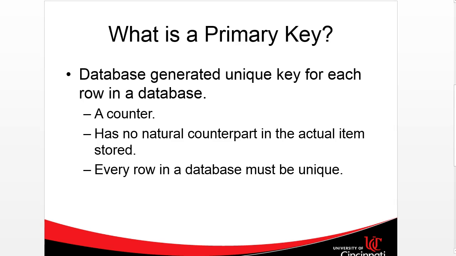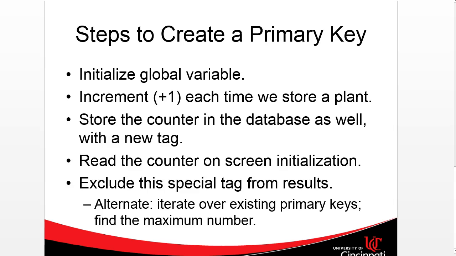Primary keys, and by the way, these bullets down here are assuming database generated. You can have a primary key that's not database generated. You can have a unique identifier, in other words, but we're talking specifically about a database generated auto-incremented primary key. So every row in the database has to be unique, even if it's just this primary key that sets them apart. So how do we make this primary key, which is essentially a counter?